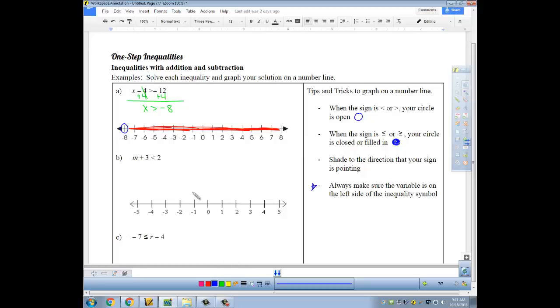There's a trick to figuring out which way to shade. If you put a line through your symbol, it creates an arrow. The arrow points to the right, so shade to the right. Part B, subtract 3 from both sides to get m is less than negative 1. So we have an open circle on negative 1 since it was just less than. And we want numbers less than negative 1, so I'm going to shade where numbers are less than negative 1. And again, you could put a line through this to make an arrow. The arrow points to the left.